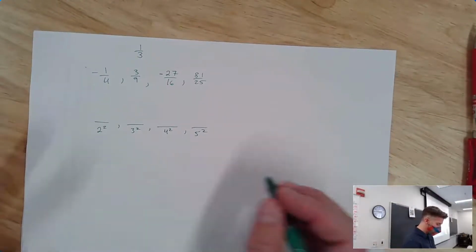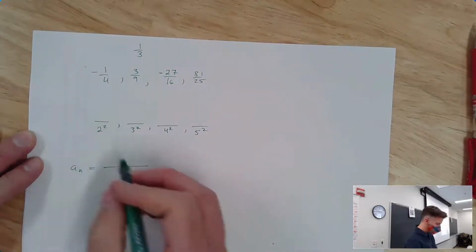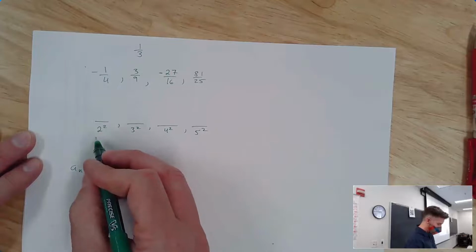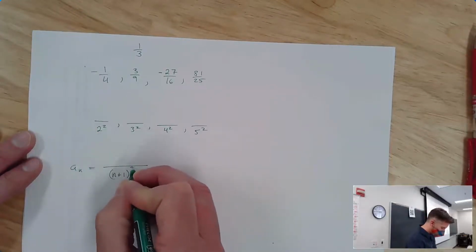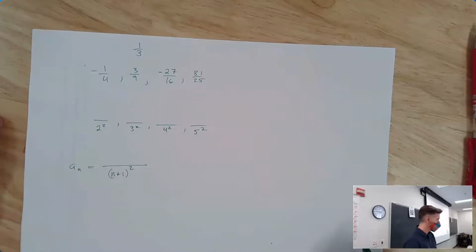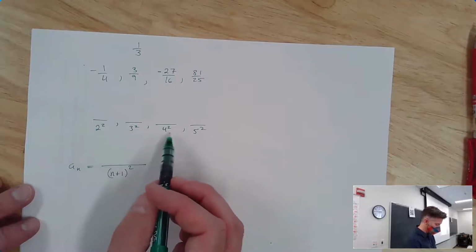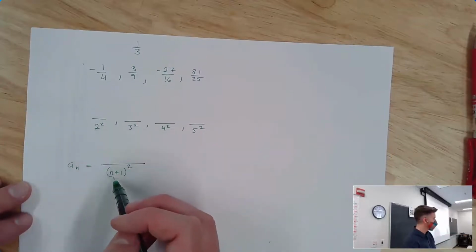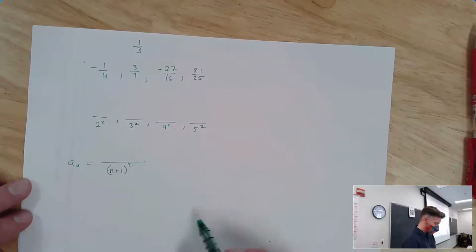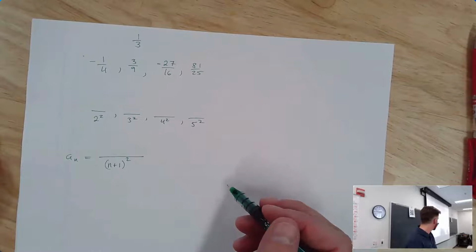So it's looking to me like the denominator is, if I start at n equals 1 and I get 2 squared, I'm going to want an n plus 1 squared. Because again, each of these is just increasing by 1 each time, and I'm squaring it. So I want that to be an n, but it can't be just n because n starts at 1.